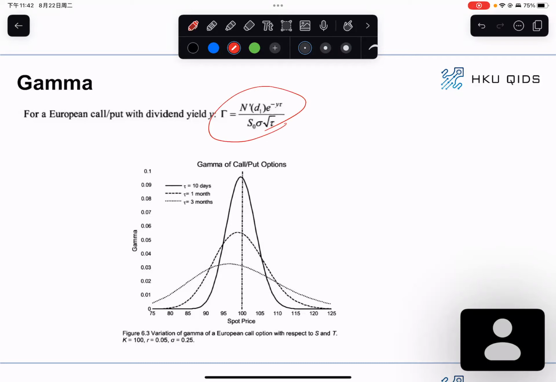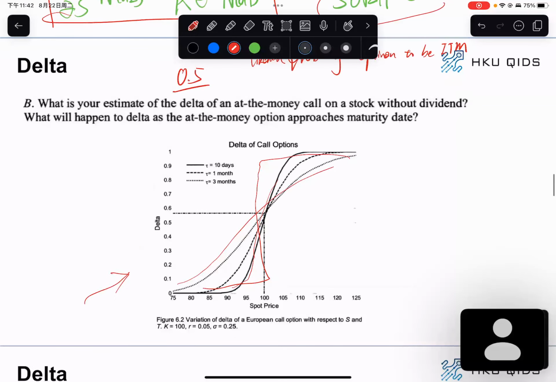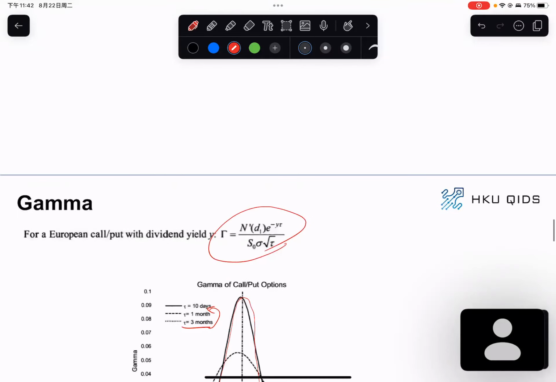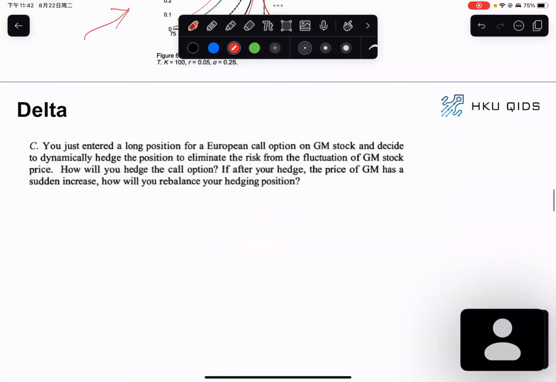So you can see at the money, when time comes to maturity from 3 months to 10 days, it is going to become a peak around at the money. Because you can see from delta's plot that it changes most frequently around at the money, and it goes steeper and steeper, which means the gamma is going to be higher and higher because it's the change rate of delta. Okay, so now let's go back to the next question.